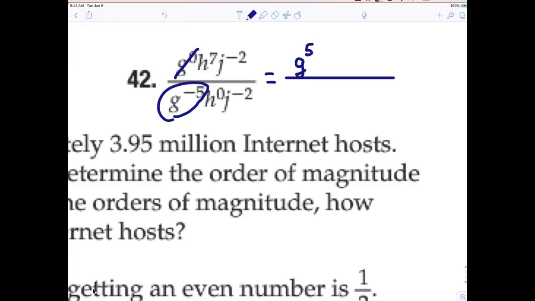All right. Now what happens to H to the 0? Cancels out. So now I'm left with what? H to the 7th. Now I have J to the negative 2 over J to the negative 2. What does that do? They cancel because, again, if you wanted to, you could just put J squared over J squared, or you can remember what I said, anything over itself is 1, so that cancels. Come on, guys. Is everybody happy with 42? G to the 5th, H to the 7th. And again, it's not necessary to have that, so we can cross that out.